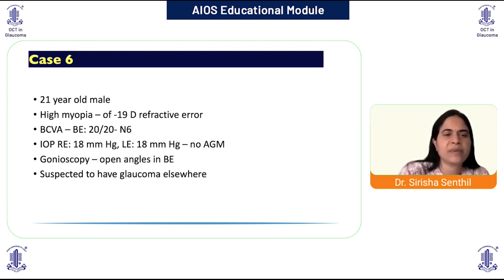So this was yet another patient, a young patient who was referred to us with high myopia. See the refractive error is about -19 diopters. The vision and the intraocular pressure were normal. The patient was not on any anti-glaucoma medications, but was suspected as having glaucoma elsewhere because of certain changes in the visual fields and was referred to us.